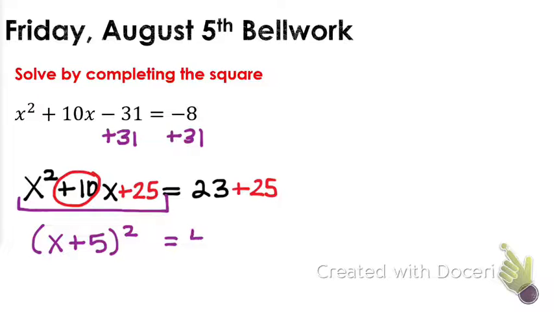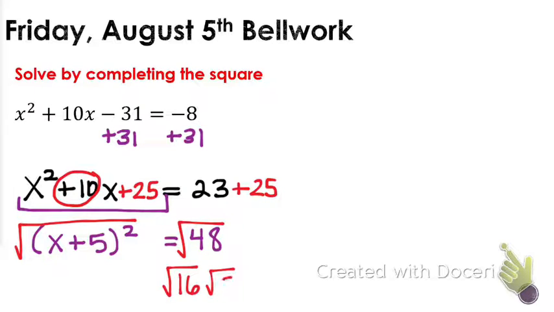48. So now what's our next step? Take the square root of both sides. Now 48 is not a perfect square, so we need to simplify that. So the largest perfect square that goes into 48 is actually 16. 16 times 3 is 48. And the square root of 16 is 4.